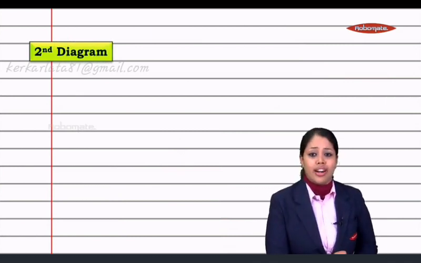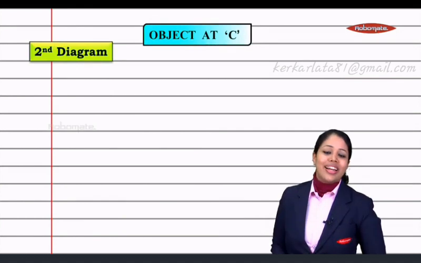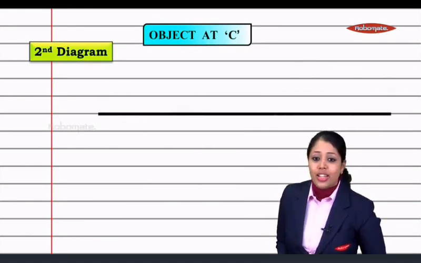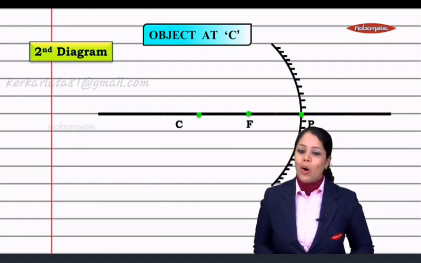Okay, students, based on that, let's move ahead with the second ray diagram. Again, for the second ray diagram, first thing that you should know, where is the object? The object is at C. Then you make the base diagram. After making the base diagram, students, you have to place the object.